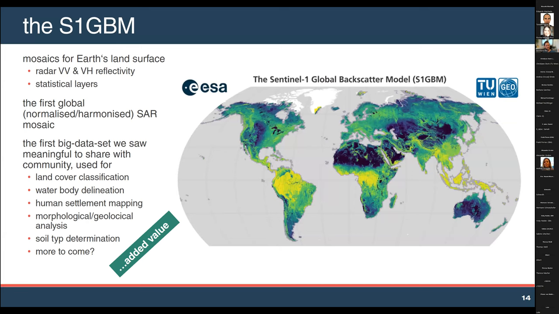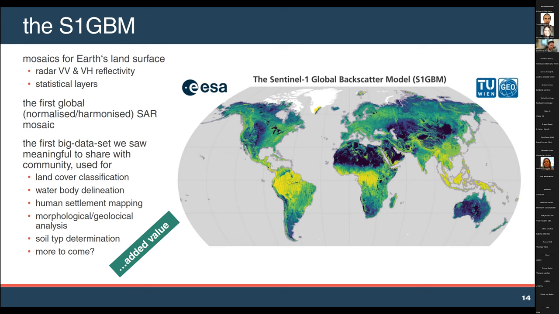So it's two mosaics, actually, one in the VV polarization band, the other one in VH. Then there were statistical layers, but we selected two of them to publish. It's the first data set of this kind, and it was also for us the first data set with this really large volume we saw as meaningful to share with the community.